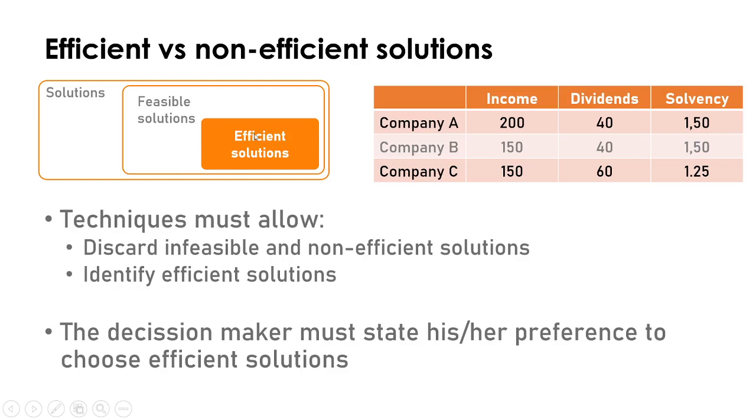And once we have this, we need to use our criteria to decide which of those efficient solutions we prefer, because there's no objective argument to decide which is best among those efficient solutions, but we just need to resort to the criteria of the decision maker.